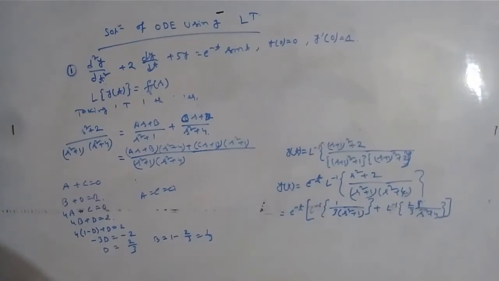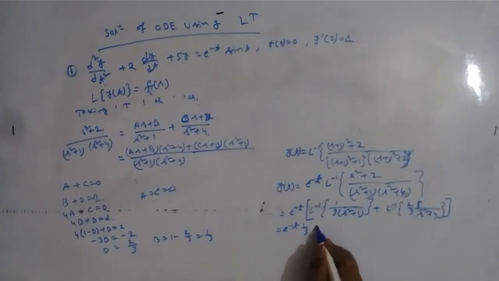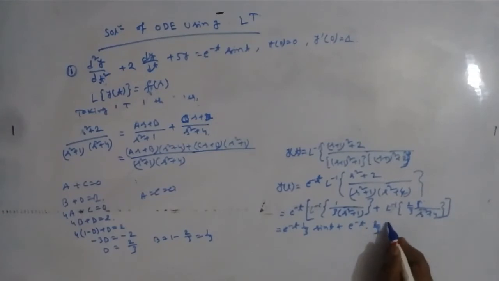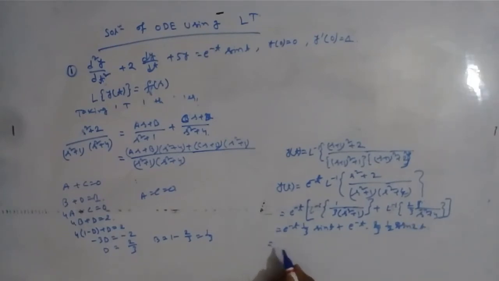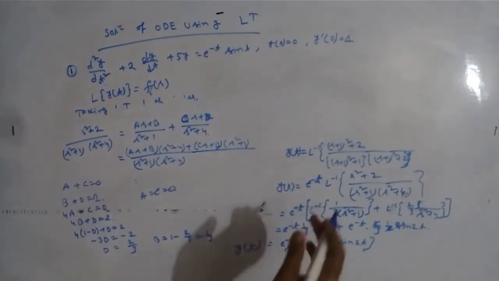Now it will give us e to the power minus t into 1 by 3 sine t plus e to the power minus t into 2 by 3 into half into sine 2t. So here 2 will be cancelled out. So e to the power minus t by 3 into (sine t plus sine 2t). Hence the solution: y(t) equals e to the power minus t by 3 into (sine t plus sine 2t). This is the required solution of our given ordinary differential equation.